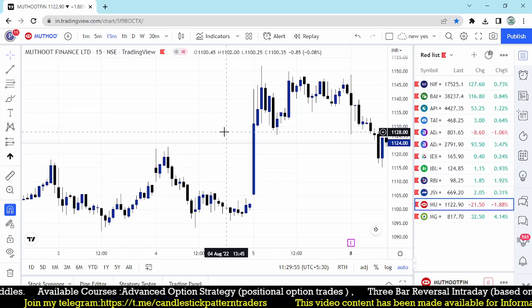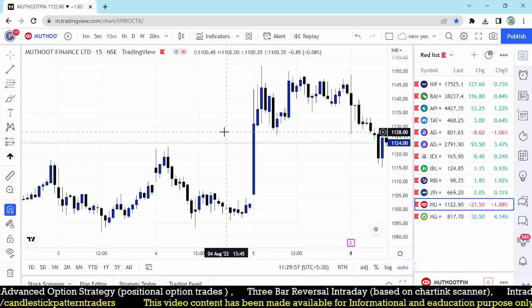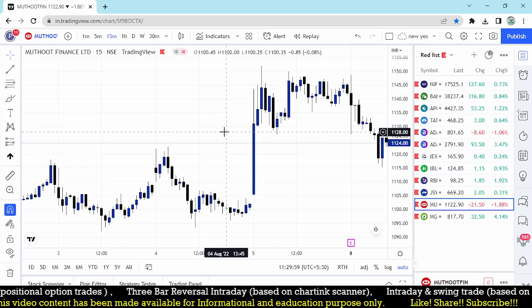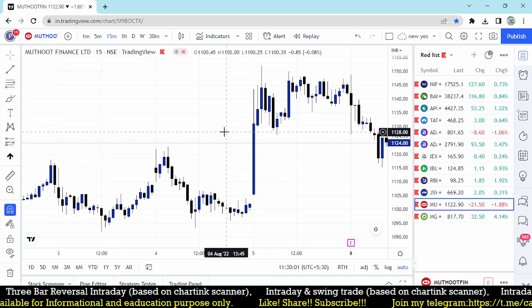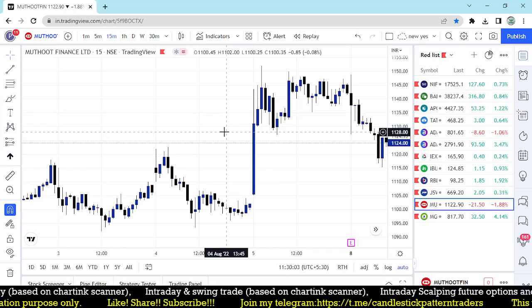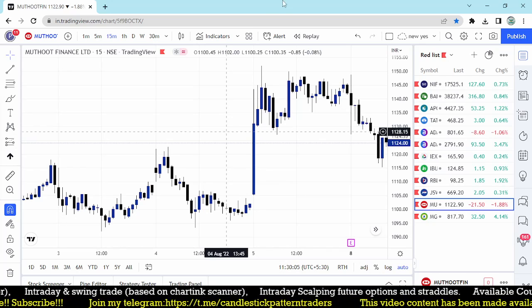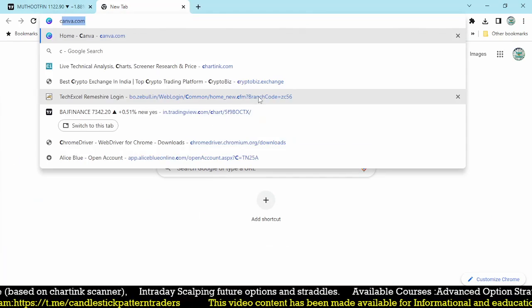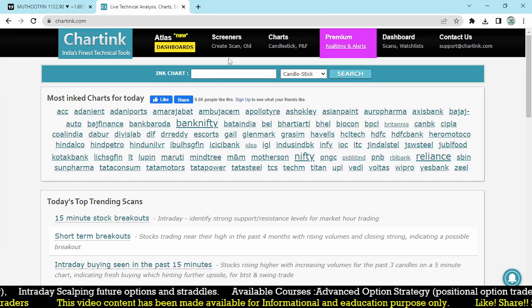So let me create a scanner for stocks whose first 15 minutes candle forms a hammer. Let me try it out. This is my new try, and if it is a success, we can use the scanner. So let's open Chartink. Okay, I'm going to create a scan.